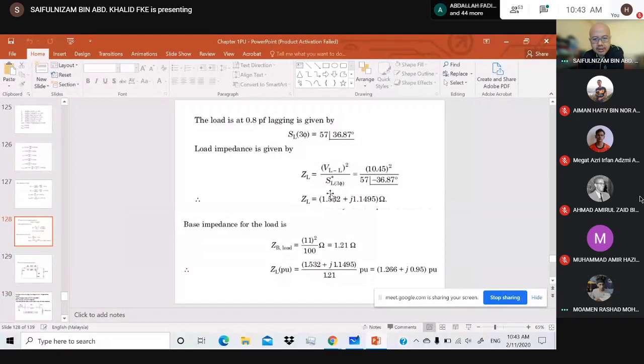This is important. If the load is not given as an actual value, for example, given in terms of complex power, you have to get the actual value and then divide by the base value. Okay.